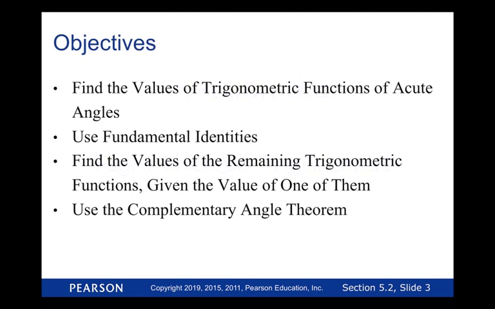So some objectives with this section are the following. Find the values of trigonometric functions of acute angles, okay? Use fundamental identities. We're going to get into all of these. Find the values of the remaining trig functions given the value of one of them, and then use the complementary angle theorem, right? So let's look at these.